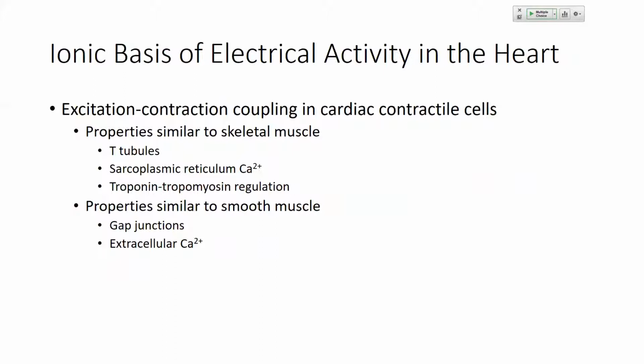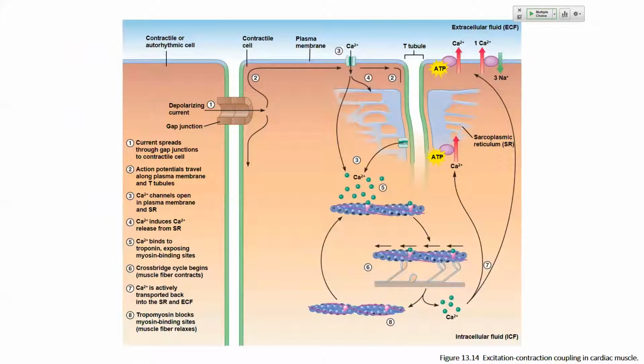Okay. Two differences here, though, are the presence of gap junctions. So there are no gap junctions in skeletal muscle, but there are in cardiac muscle, as well as the source of calcium. So just like we saw with smooth muscle, calcium is not only coming from the storage in the sarcoplasmic reticulum, it's also coming from outside of the cell, so the extracellular environment. So those are the two differences in excitation-contraction coupling in cardiac muscle.